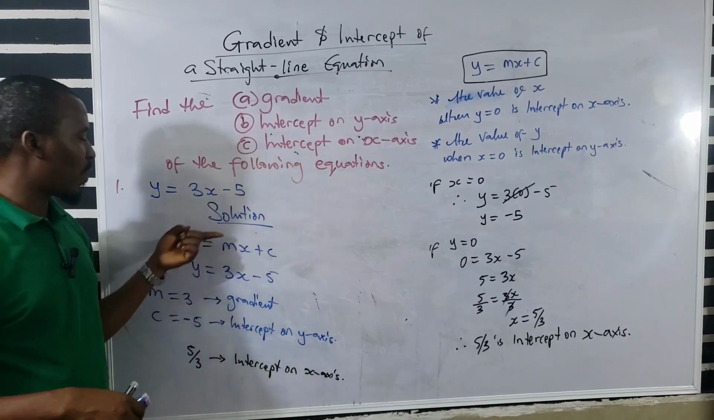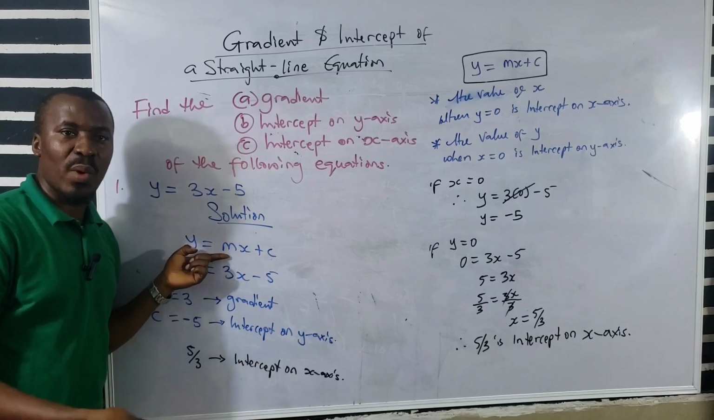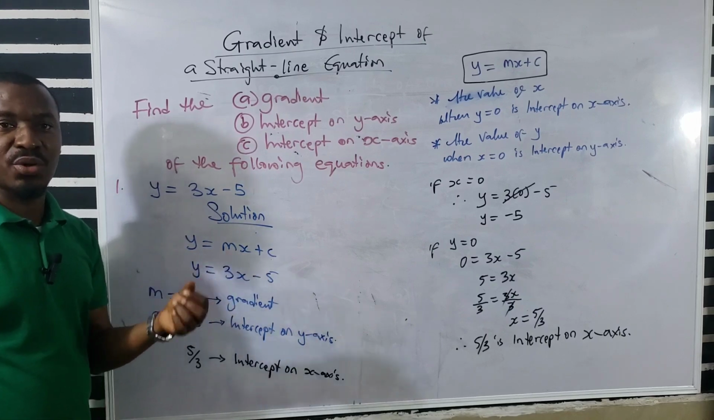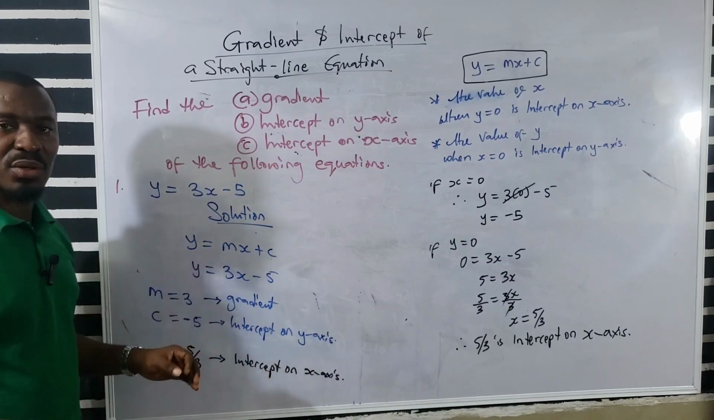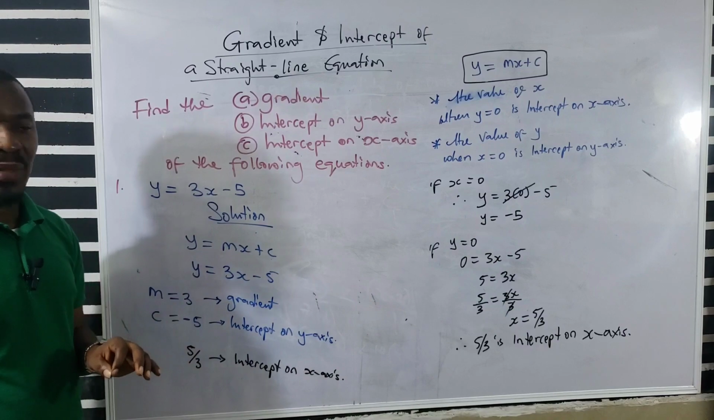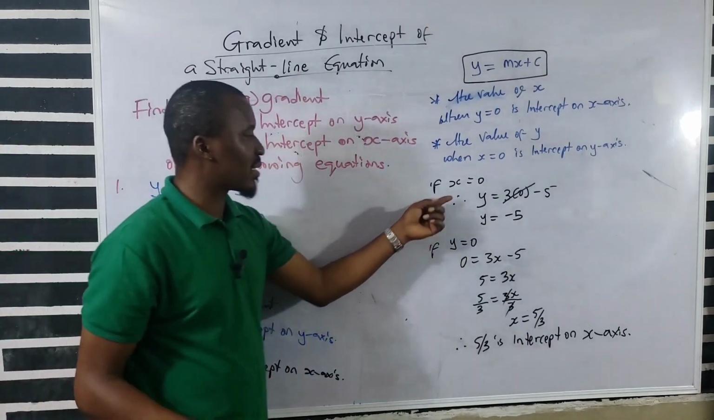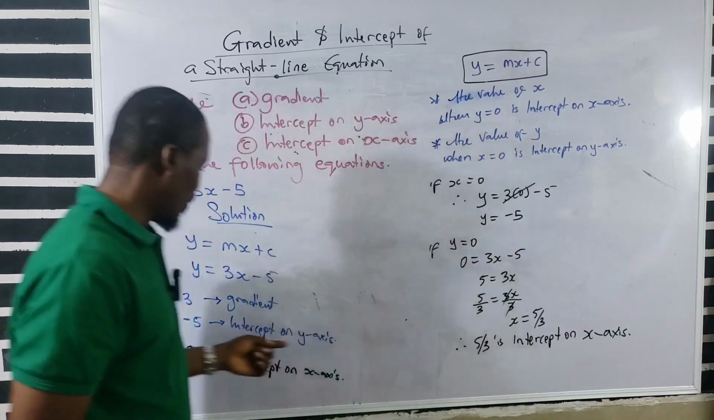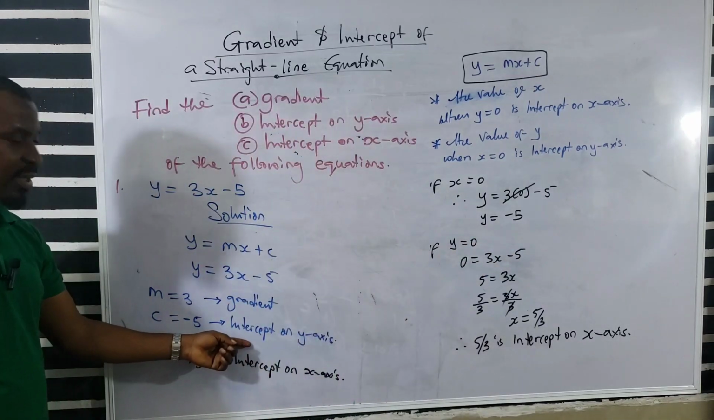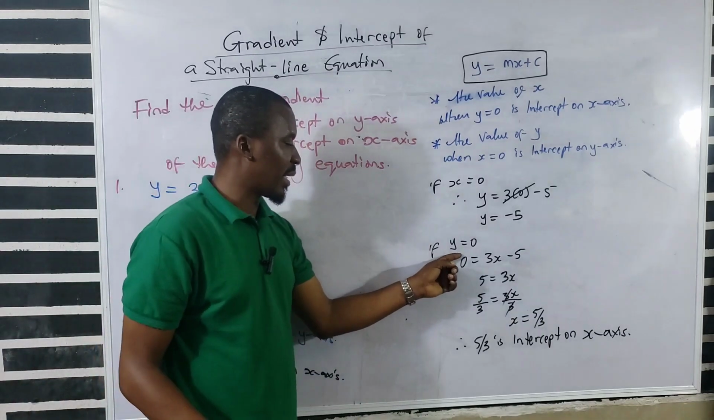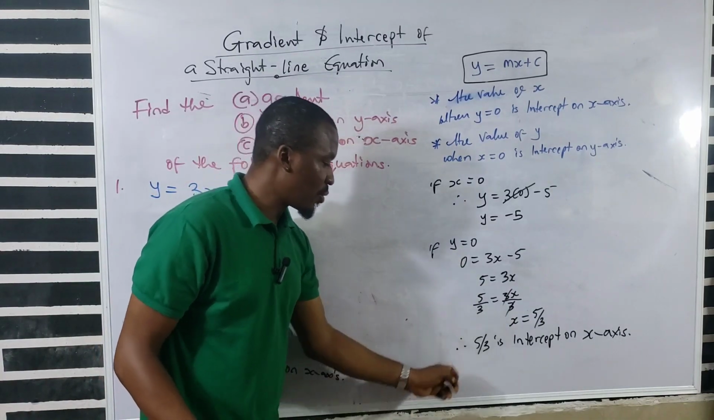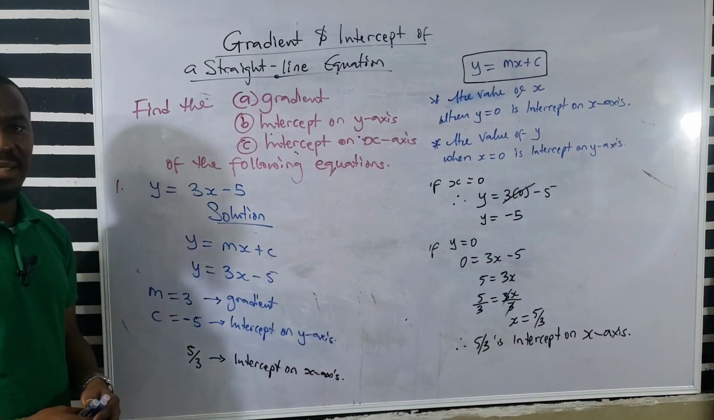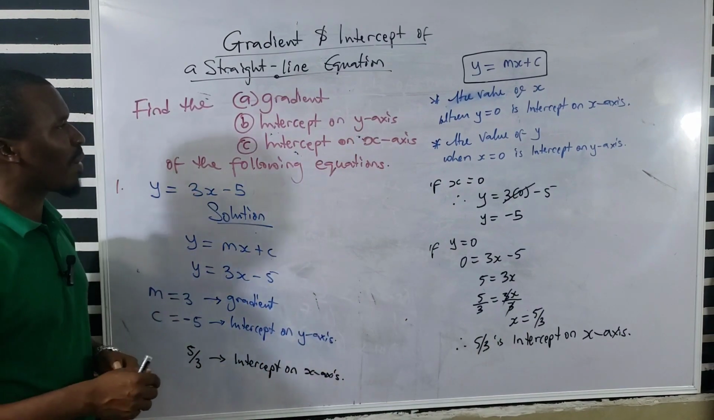Just make y the subject of the formula. When you make y the subject of the formula, the number that is attached to x, which is the coefficient of x, is the gradient of that straight line. And when you make x equal to 0, the value you obtain as your y is your what? Your y intercept. And when you make y equal to 0, the value you obtain as your x is the what? Intercept on the x-axis.